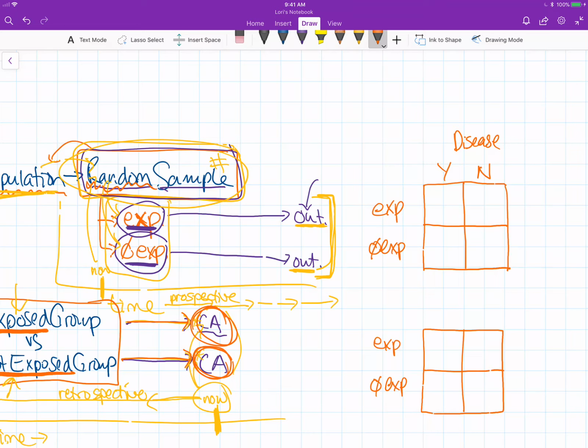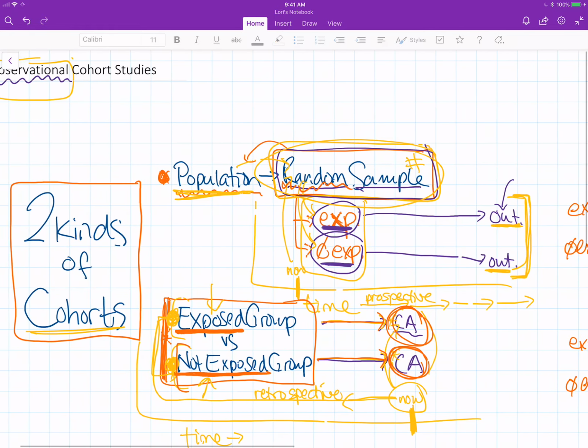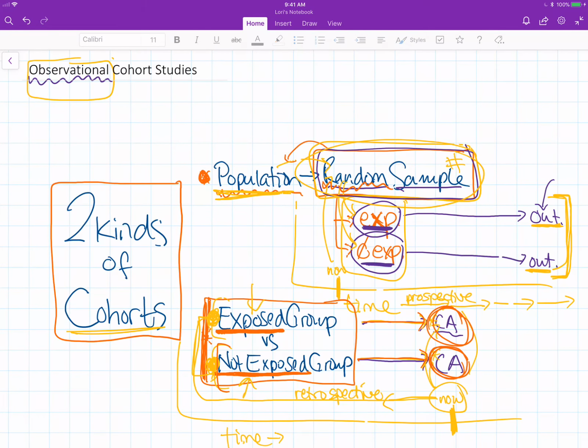Welcome back to a further discussion on the data collection for the two different types of observational cohort studies that we were looking at before. As a review, there are a couple of ways of collecting these groups, these cohorts. One is to just simply take a random sample from this population or some kind of representative sample, and the other is to focus in on some exposed group and be able to compare them to a not exposed group.